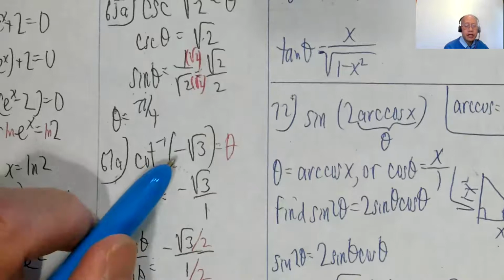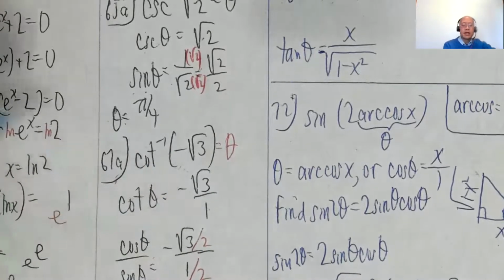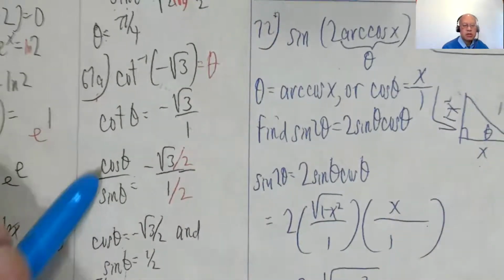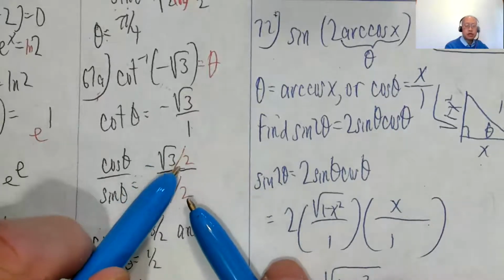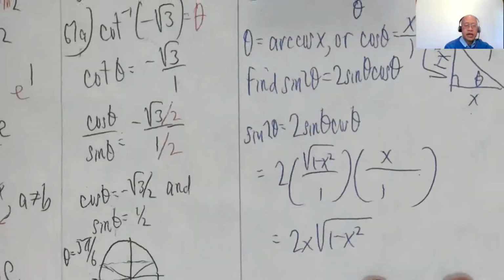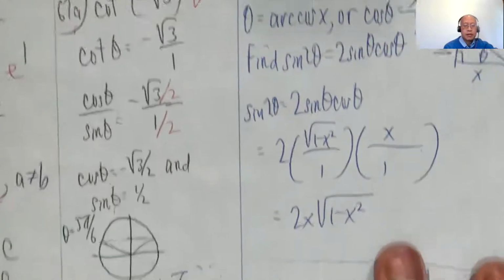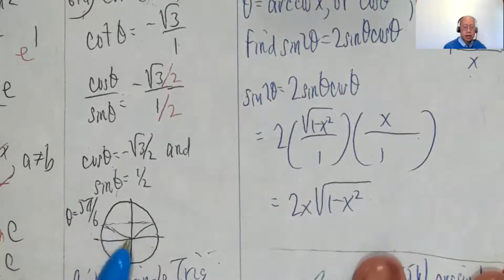Inverse cotangent of negative radical 3, call it theta. Cotangent of theta is negative radical 3 over 1. Cotangent is cosine over sine. Trick is to divide top and bottom by 2 because it works. So therefore, cosine of theta is negative radical 3 over 2. Sine of theta is a half. Okay, the second quadrant angle that makes that work is 5 pi over 6. I go half a unit up and I see 5 pi over 6 here.